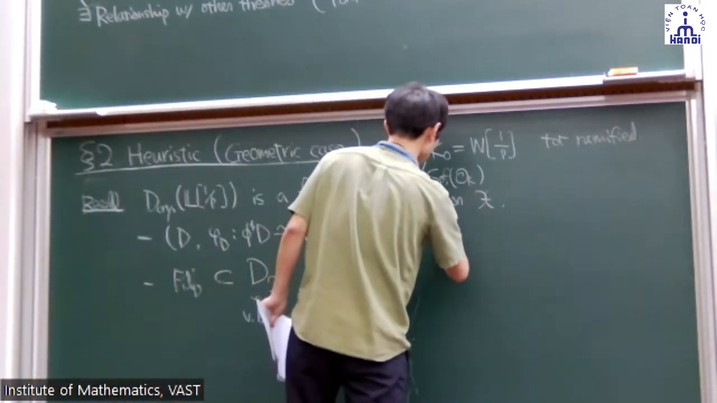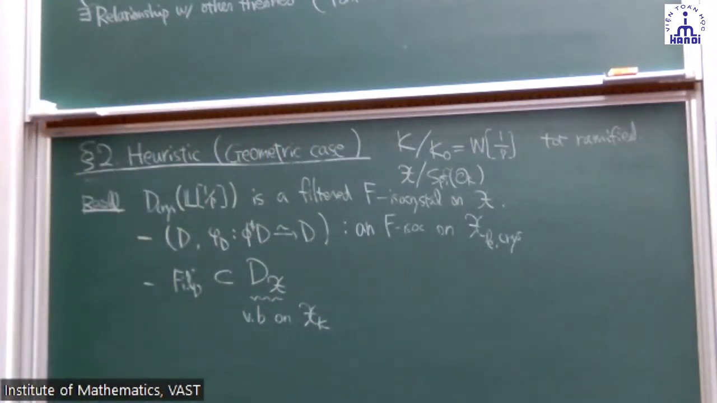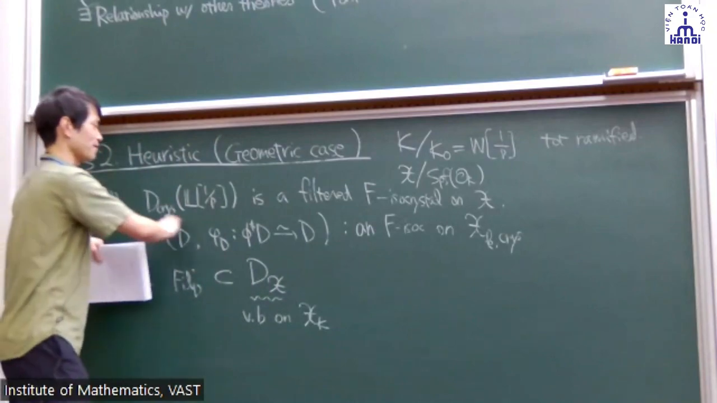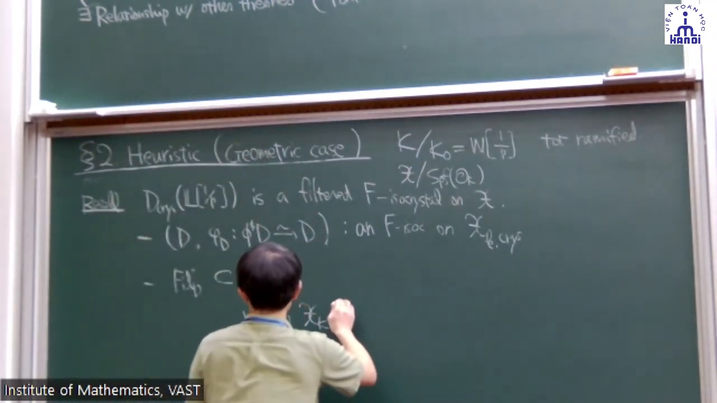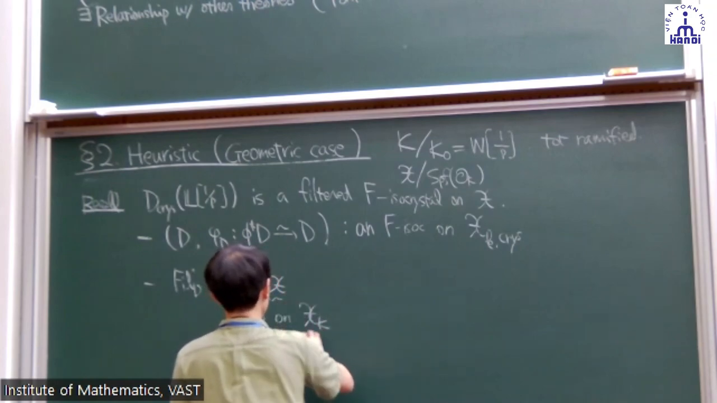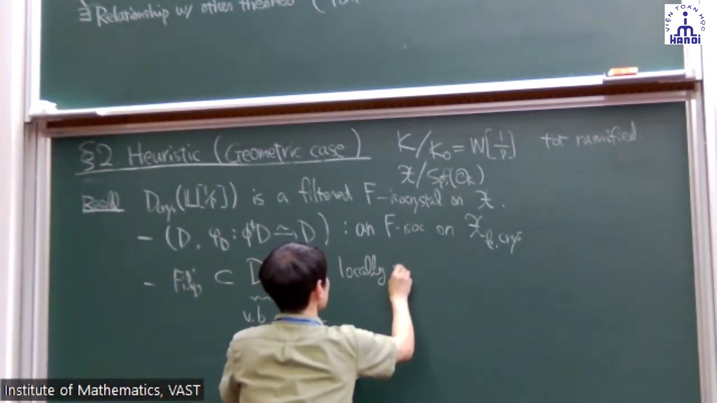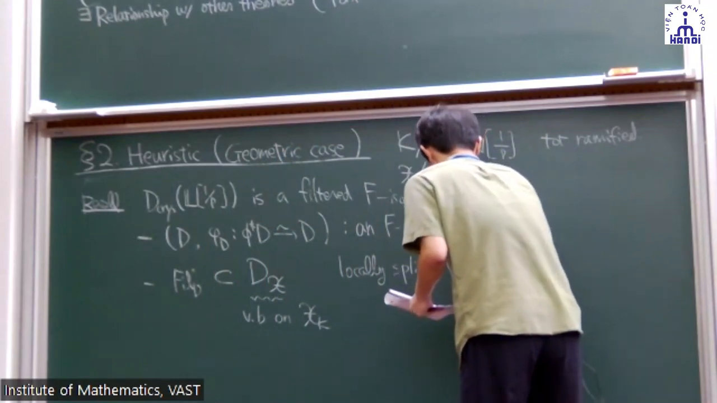So this is an F-isocrystal on the special fiber. So there is a canonical connection. Of course, when this admits a Frobenius lift, we can write this as a complete module with complete connection. And the filtration is a filtration of this vector bundle on the generic fiber, which is locally split, so every piece is a direct summand, and satisfying Griffiths transversality.